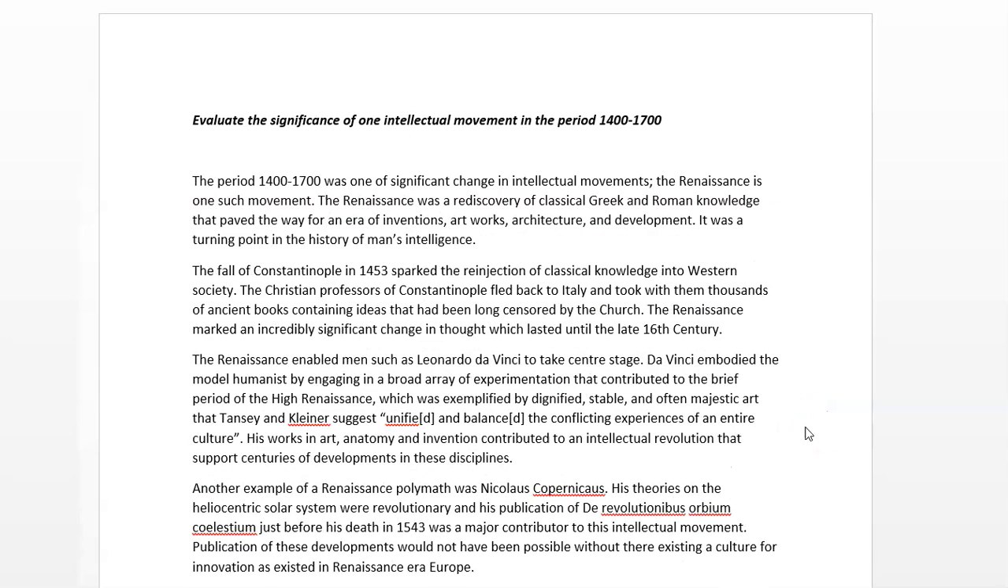So, there you have it, an essay that evaluates the significance of one intellectual movement in the period 1400 to 1700.